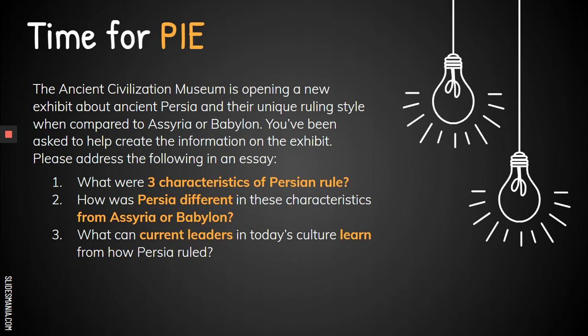Another area the question wants to know about is what current leaders can learn from Persia's rule today. What do those characteristics connect to in today's culture that would be beneficial?